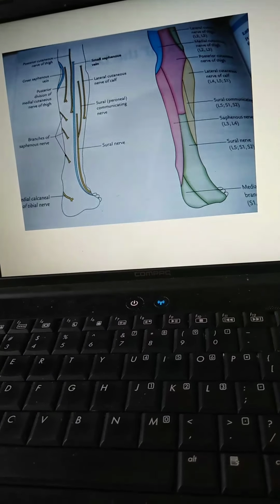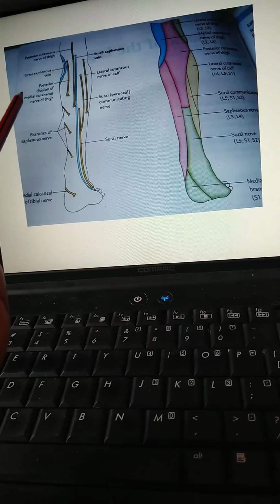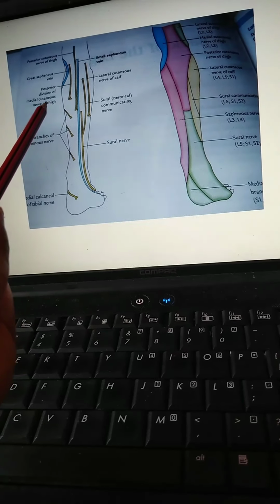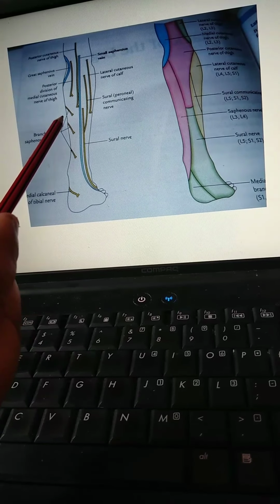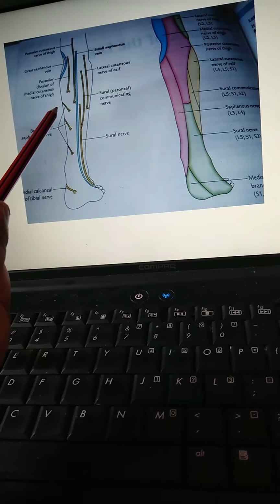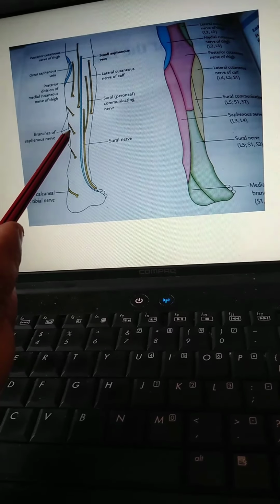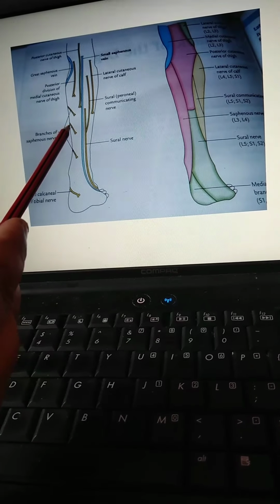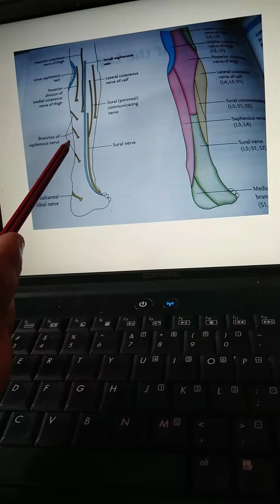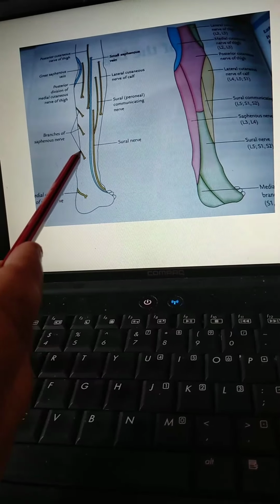The cutaneous nerves are the saphenous nerve. The saphenous nerve pierces the deep fascia on the medial side of the knee and accompanies the great saphenous vein. It supplies the skin on the medial side of the knee, leg and medial border of the foot up to the ball of the big toe.